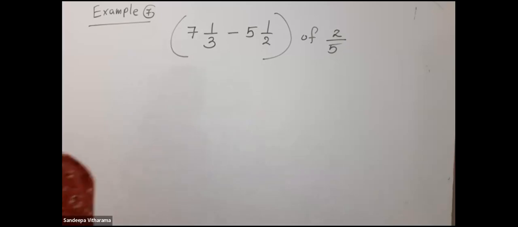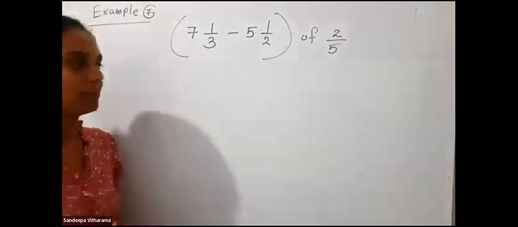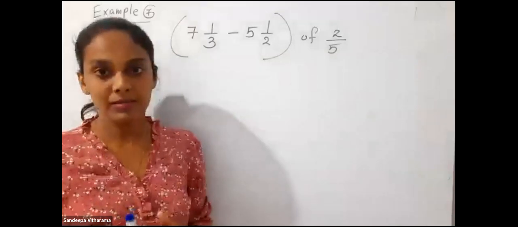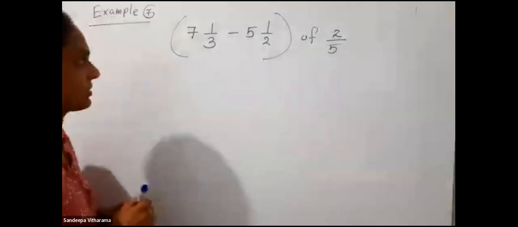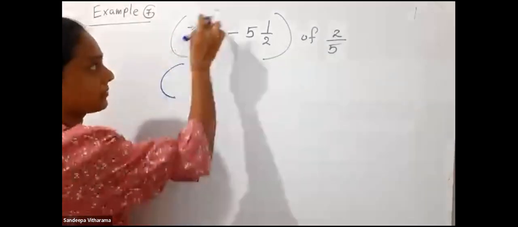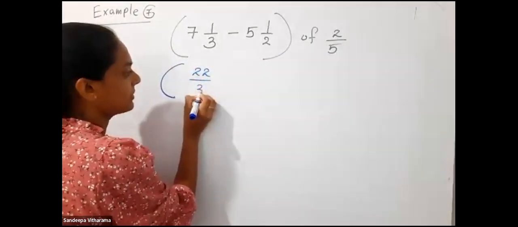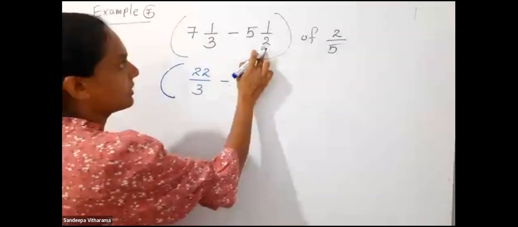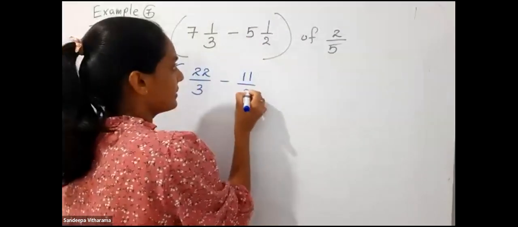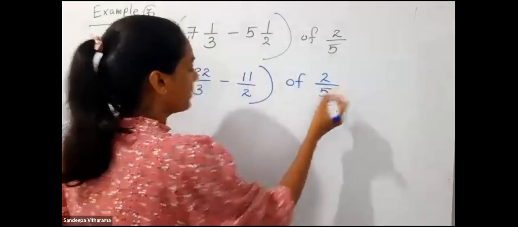Okay, let's see what the answer is here. First of all, before we apply the BODMAS rule, you have to convert the mixed numbers into improper fractions. Look, 3 into 7 is 21 plus 1, 22. 22 upon 3. Subtract: 2 into 5 is 10, 10 plus 1 is 11. 11 upon 2 of 2 upon 5.